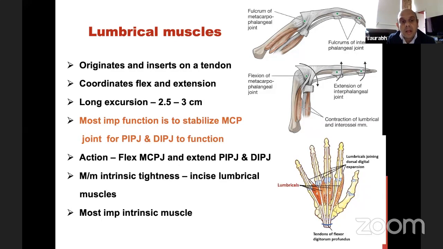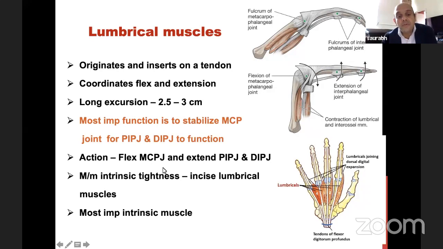Now lumbricals, we know they flex the MCPJ and they extend the PIPJ along with palmar and dorsal interossei. But the most important function of lumbricals is to stabilize the MCP joint. So once your MCP is stabilized, then your PIP and DIP get a stable platform to work. So amongst all the intrinsic muscles, it's the lumbricals which are most important. Palmar and dorsal interossei, their main role is abduction, adduction of fingers, which is not that important. So please remember this point.